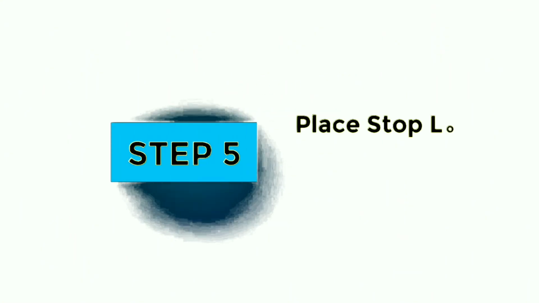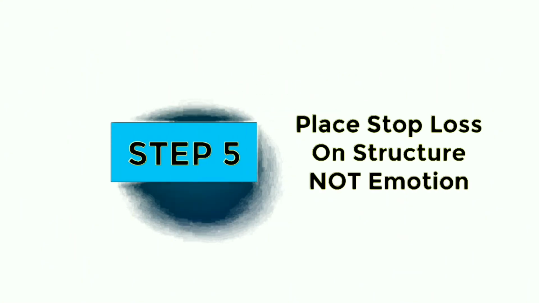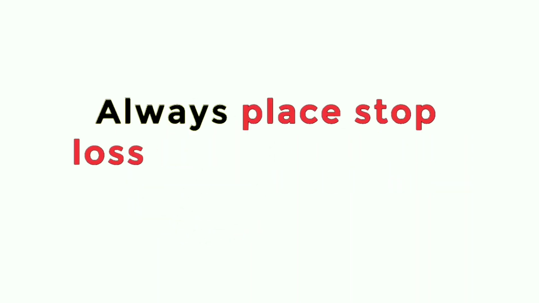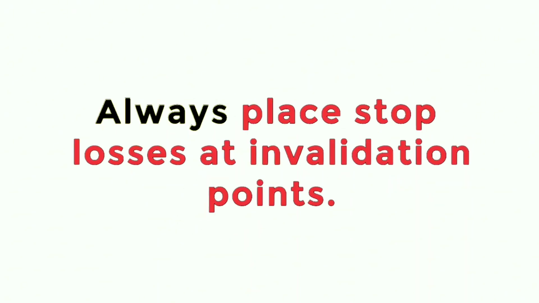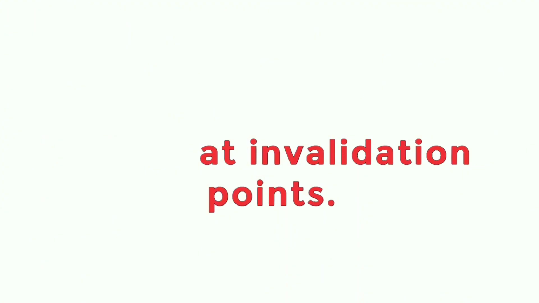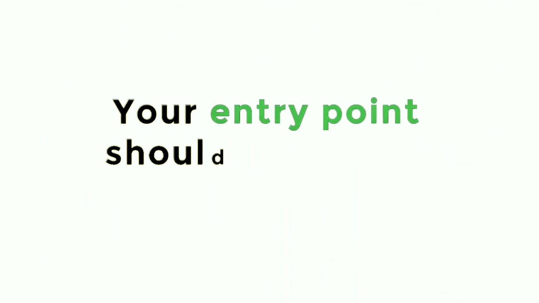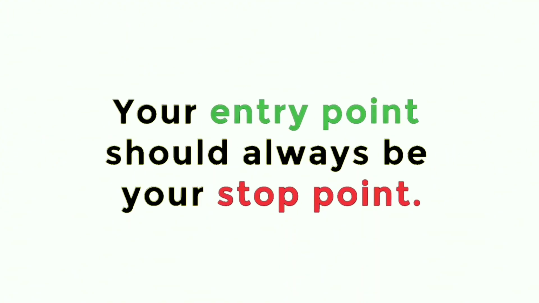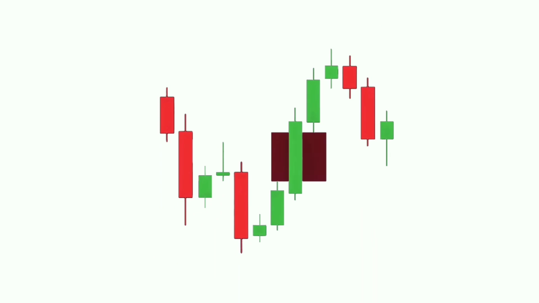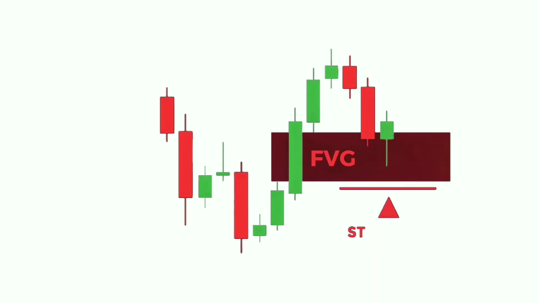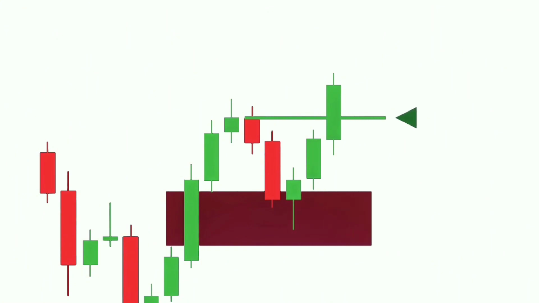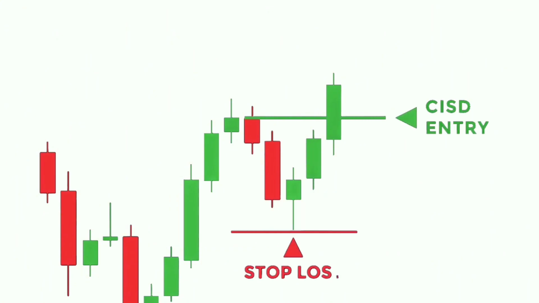Step number 5, place your stop loss based on structure, never on emotion. Too many traders place stops emotionally. Smart traders use structure. Your stop should always sit just beyond the level that proves your trading idea is wrong. If your entry is off a fair value gap, your stop goes beyond the gap. If you're trading based on the CISD, your stop can go just below the swing that created that shift.